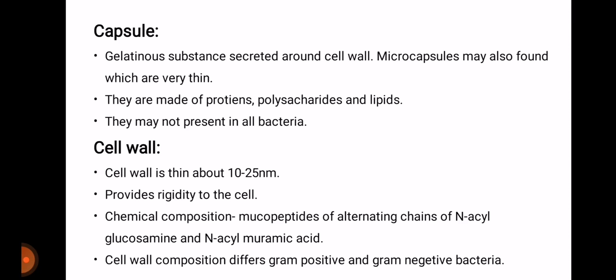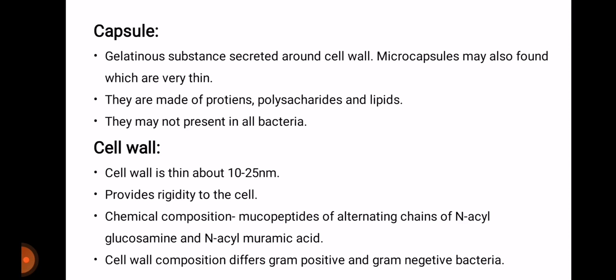And the next one, after the capsule, we can see the cell wall. The cell wall is thin, about 10 to 25 nanometer thick, and it provides rigidity to the cell. It is visible only under the electron microscope. So, let us see the chemical structure of the bacterial cell wall.